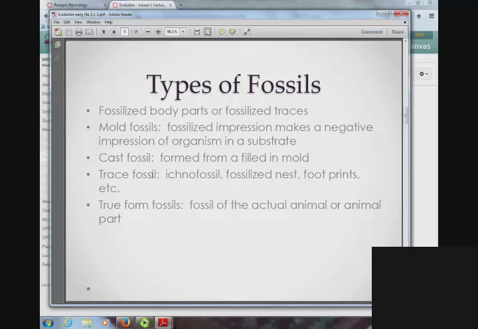Mold fossils are fossilized impressions that make a negative impression of where an organism was in a substrate. A cast fossil is formed from a filled-in mold. A trace fossil, or an ichnofossil, is a fossilized nest or footprint or some other thing that the organism used. True form fossils are a fossil of the actual animal or animal part.